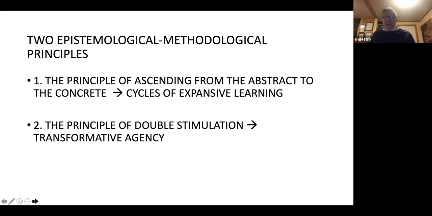The principle of double stimulation comes directly from Vygotsky. Vygotsky wrote on multiple occasions about double stimulation, and it is basically the principle of how human will is formed.